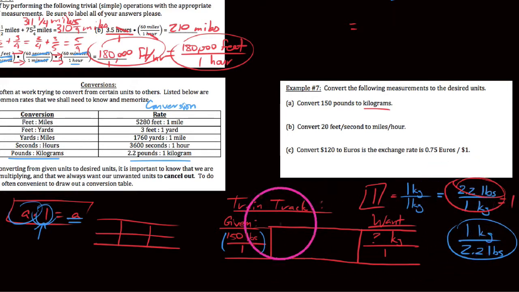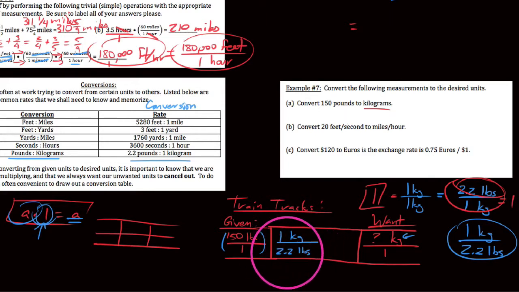So here's our deal. We're going to take 150 pounds times either of these quantities because they mean the same thing and they mean 1. So we say, do I want to multiply by 2.2 pounds over 1 kilogram or 1 kilogram over 2.2 pounds if they mean the same thing? And keep in mind, we want to be left with kilograms on top and we want our pounds to go away. So of the two things I can multiply by, I'm going to choose to multiply by 1 kilogram over 2.2 pounds.